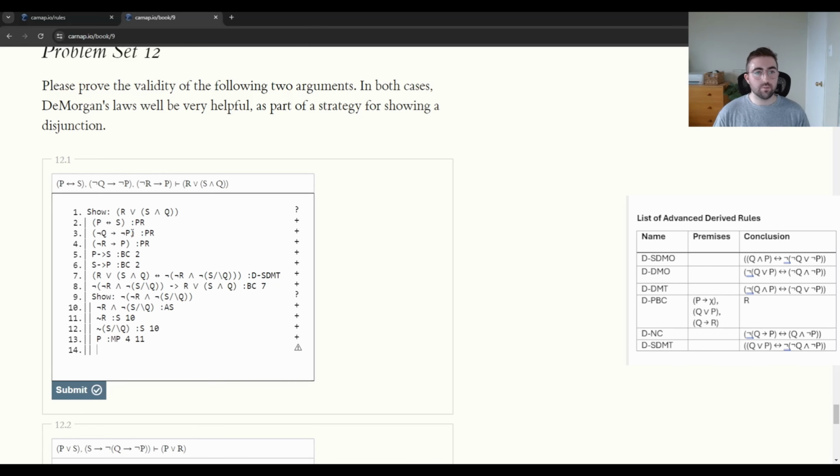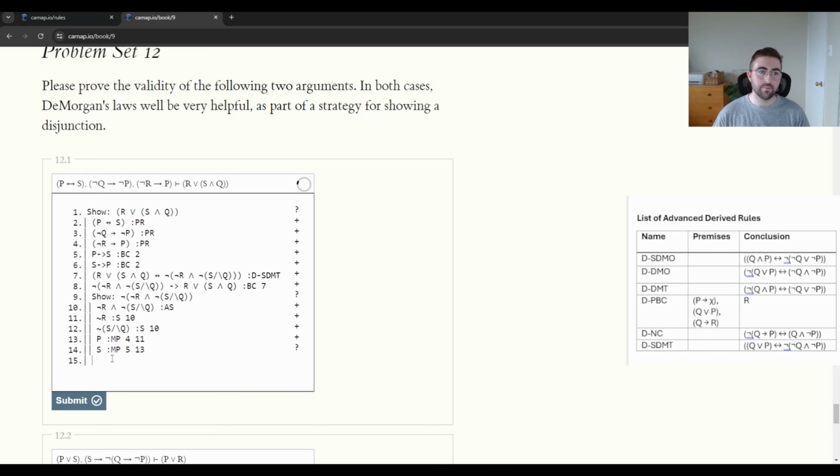Well, with our P here, we can get S, right? By modus ponens on line 5. Oh, line 5 and 13. All right. Good. At this point, we start wondering where we should go next. Well, remember, we're trying to show that assuming this leads to a contradiction. So we're going to look for what we can make that will give us a contradiction.